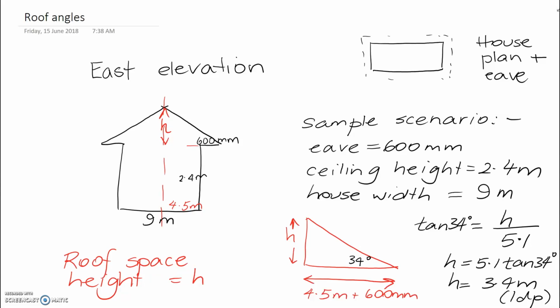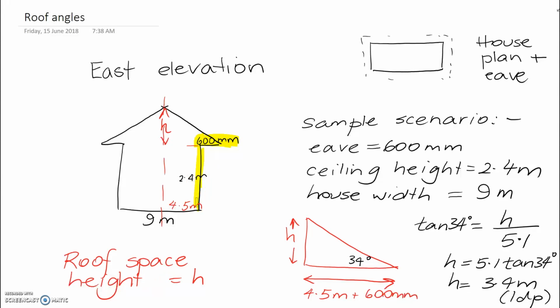Okay, I'm just going to talk to you very briefly about roof angles and your roof space height, because we haven't looked at that yet. In a previous example we looked at eaves, and the calculation that I did then, which won't be the same as yours, came up with 600 mil for the eave. So I'm going to work with a 600 mil eave, and a 2.4 meter ceiling height.